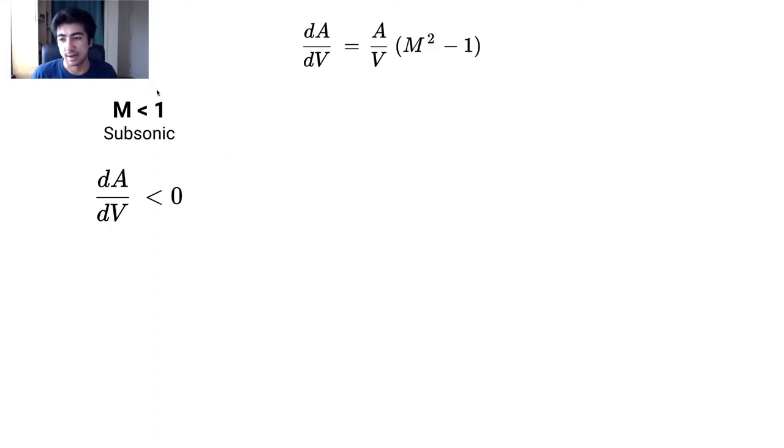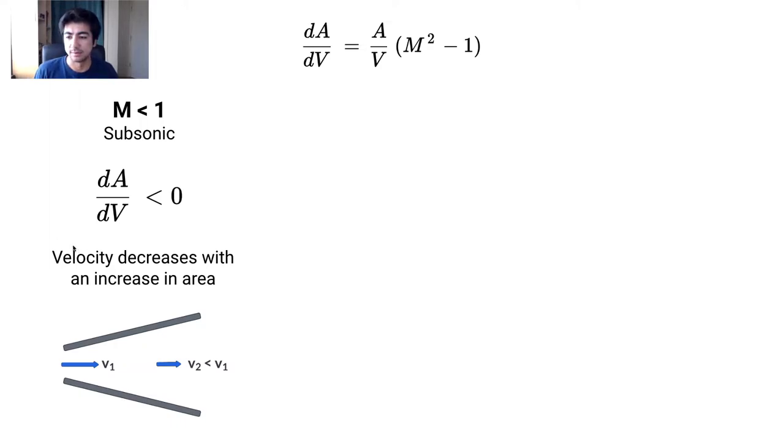So the first case we have is that our Mach number is less than one, right? Our local fluid velocity is less than the local speed of sound, and this is called the subsonic regime, where Mach is less than one. And so if you plug in a Mach number less than one into this equation, you'll see that dA/dV is less than zero. And so what this means is that the slope of the area-velocity relation is negative. And so in words, what that means is that the velocity decreases with an increase in area. So another way to look at this is that the velocity increases with a decrease in area.